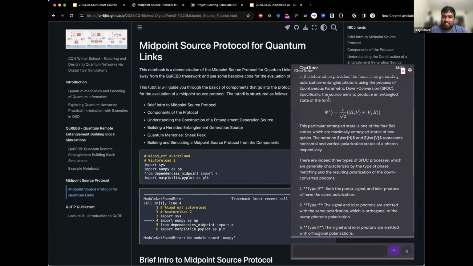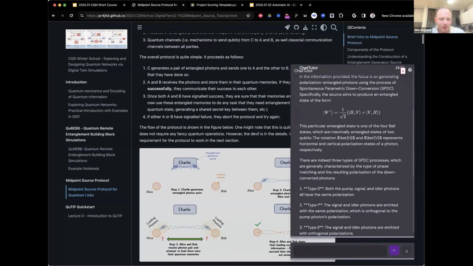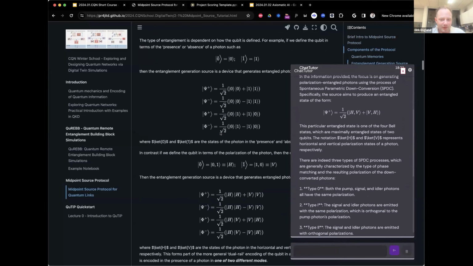State is correct. Descriptions of the types of SPDC is correct. So we want to produce this state, right? That's correct. Yeah. Because it's actually looking at the site, it's able to infer what we're talking about.